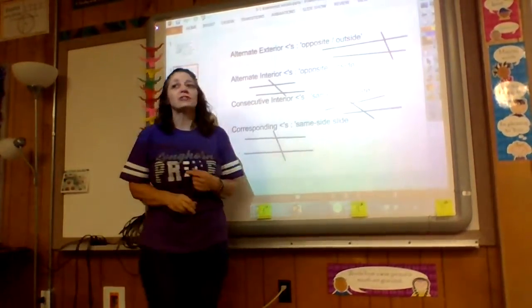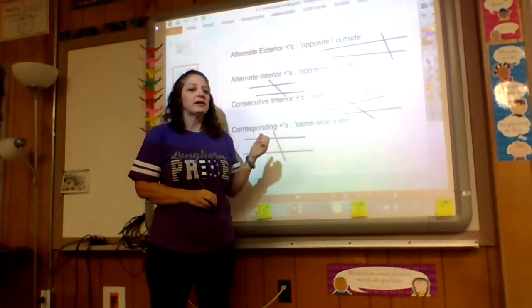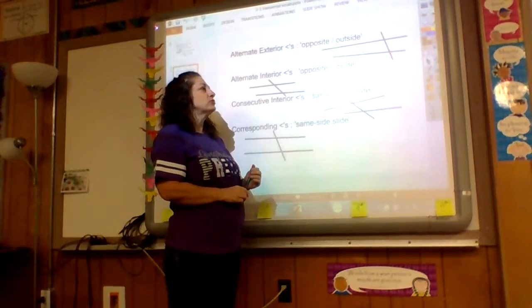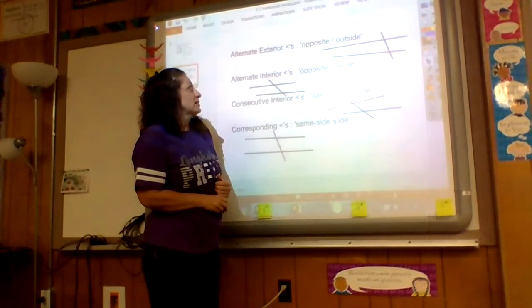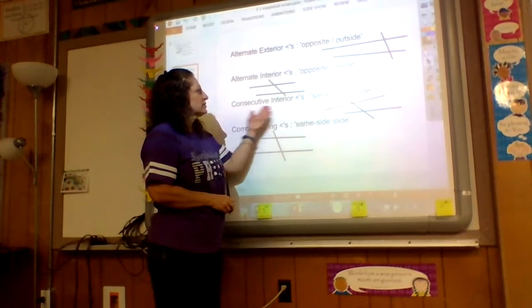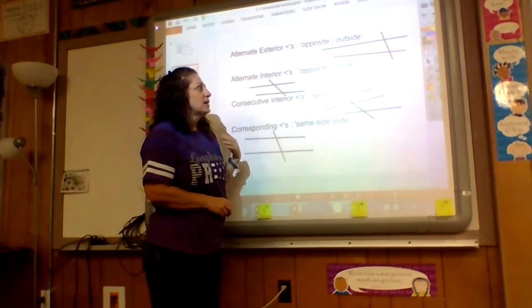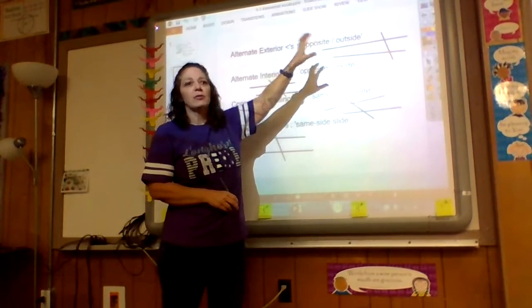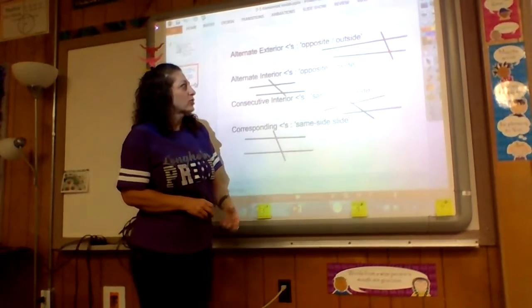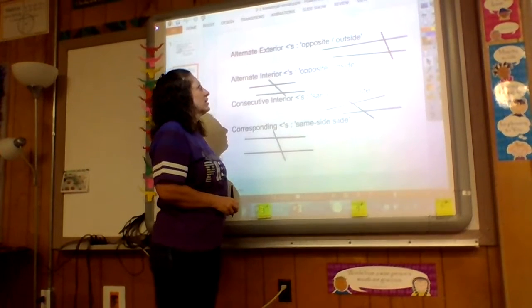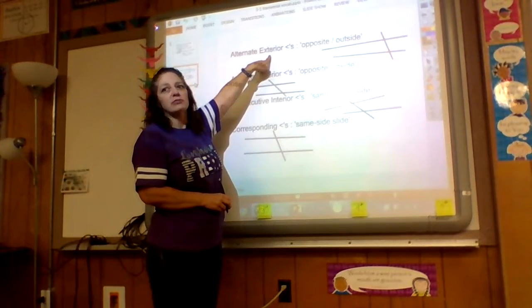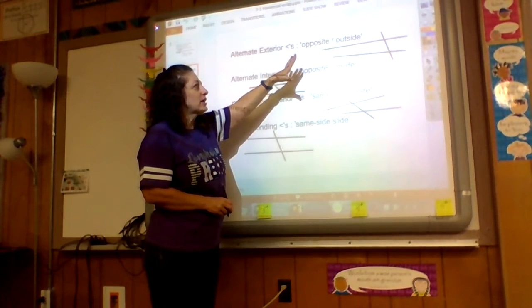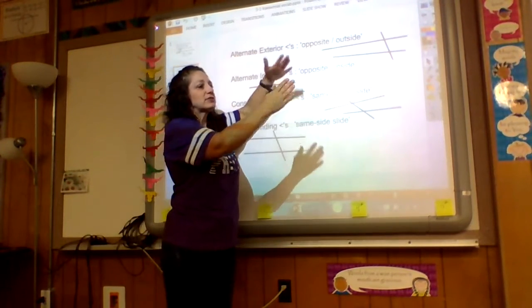The next words: you have four different types of angles that are created by a transversal intersecting two or more lines. Alternate exterior, alternate interior, consecutive interior, and corresponding. I've kind of taken these words and turned them into these to help you remember where they are located. So when I say alternate exterior, exterior is always on the where? Outside. And we're talking about two lines. You have exterior outside the two lines.